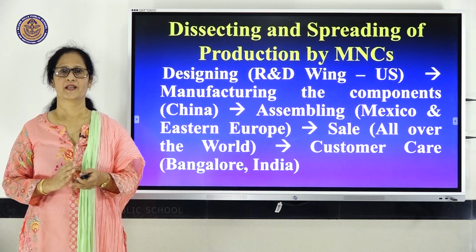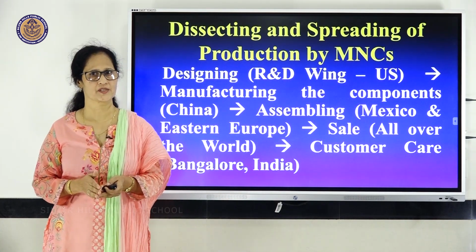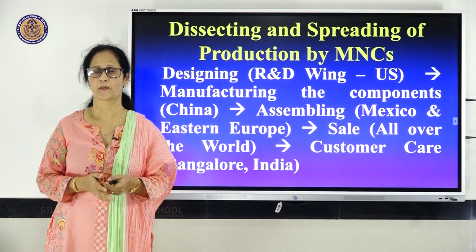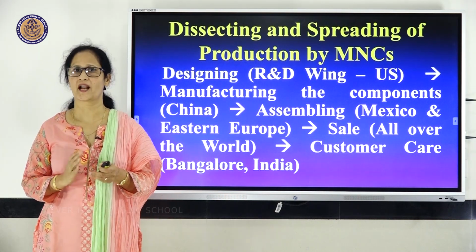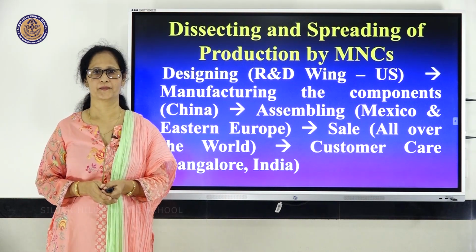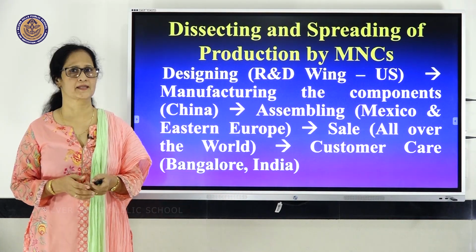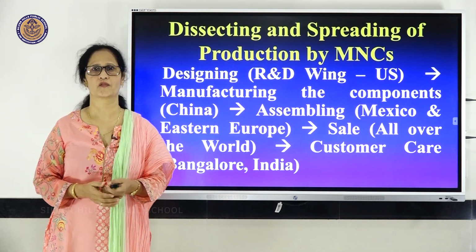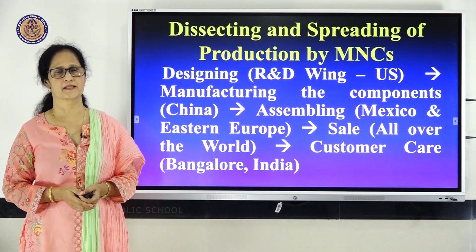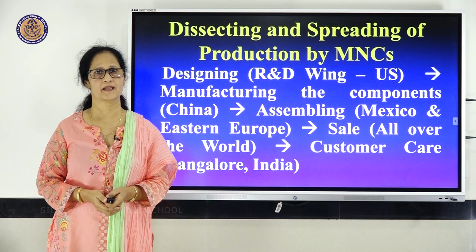The next stage is component manufacturing, and components of this car are produced or manufactured not in the US but in China. Once the components are manufactured, they are shipped or transported to countries like Mexico and Eastern Europe, where it is assembled. The third production process is assembling. Now the product is complete and it is sold all over the world. The final process is customer care service, which is provided by call centers situated in Bangalore, India.